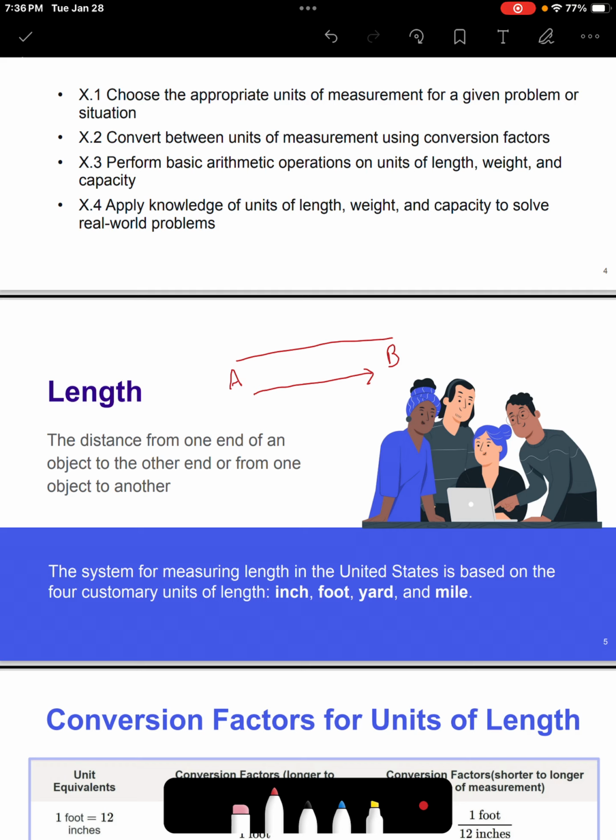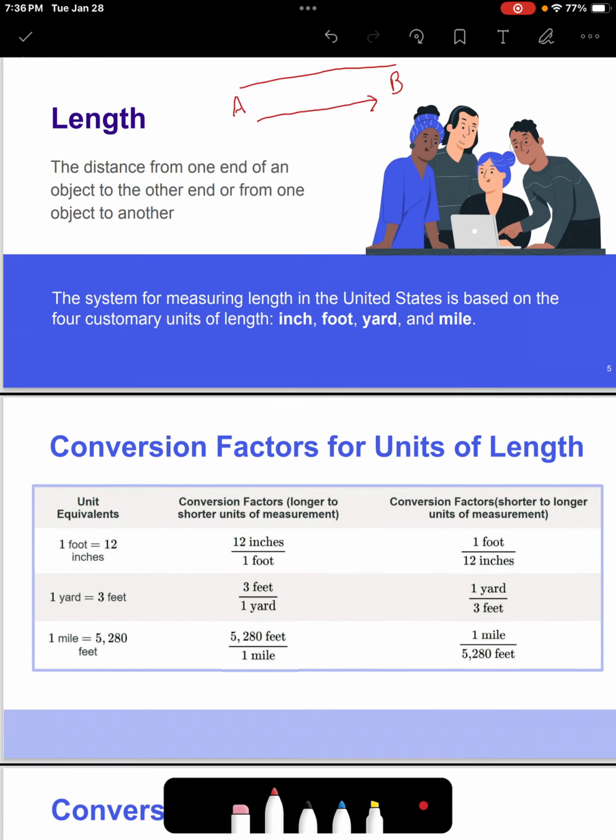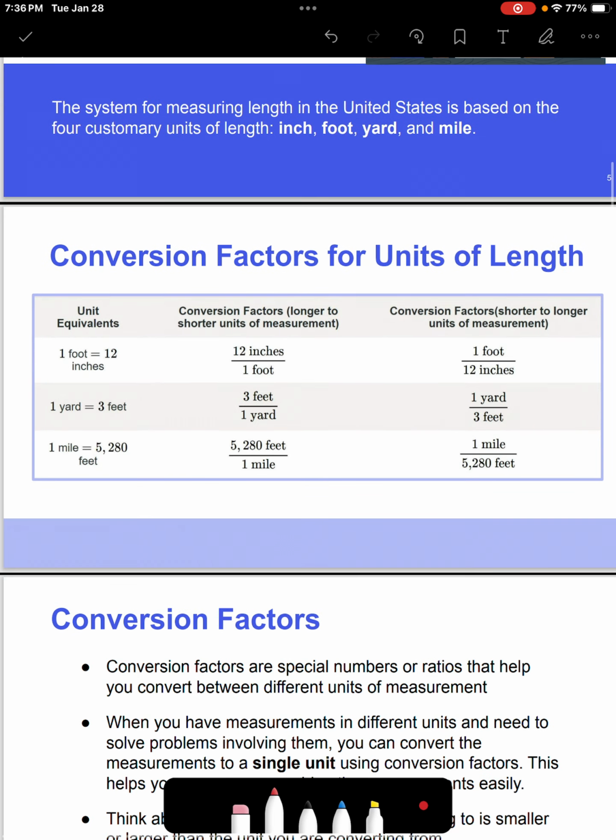The system of measuring length in the United States is based on 4 customary units of length: inch, foot, yard, and mile. Here are some common conversion factors. You should all know that 1 foot equals 12 inches, 1 yard is 3 feet, and 1 mile is 5,280 feet. We'll talk about these conversions here in a little bit.